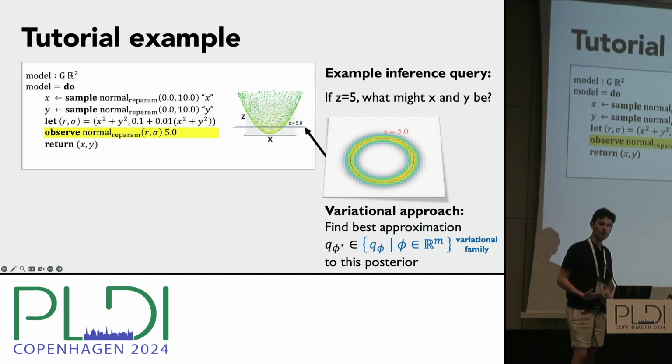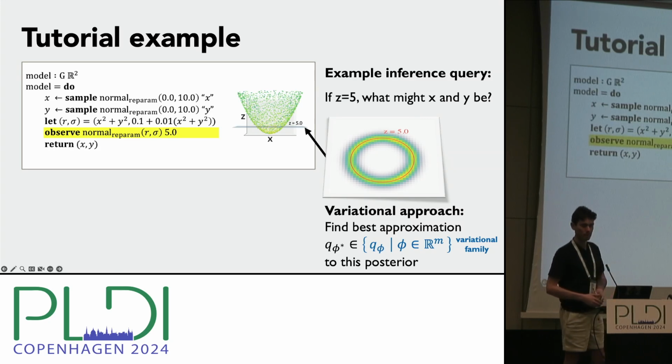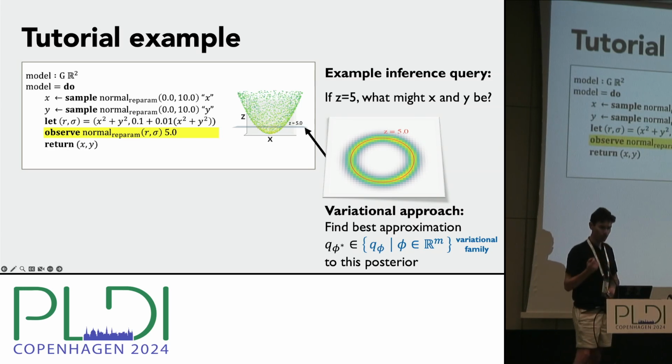In variational inference, the way we answer the question, what might x and y be, is with another probabilistic program, which approximates the posterior distribution over x and y given that z is equal to 5. We write down the form of our approximate posterior as a program. These programs represent families of approximations called variational approximations. The program itself is often called a guide program in the variational inference literature. In this talk, I'll refer to these programs as Q programs.